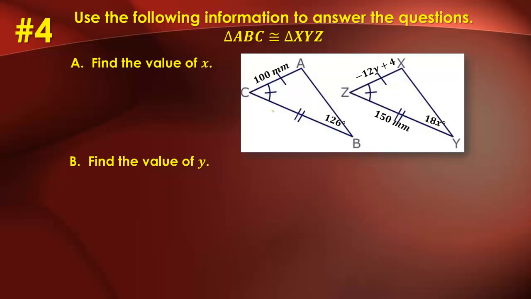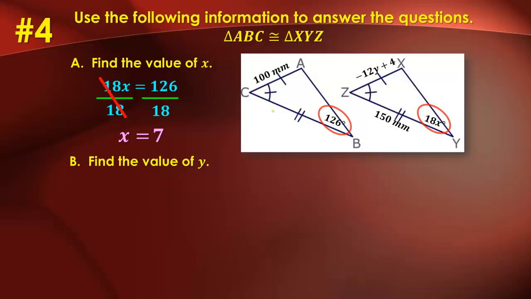All right, you try this one. Find the value of x and the value of y. I want you to pause it, make sure you're taking notes on this, and solve the problem. If you've done this, you would see that 18x equals 126 because those triangles are congruent. Divide both sides by 18, and you get x equals 7.